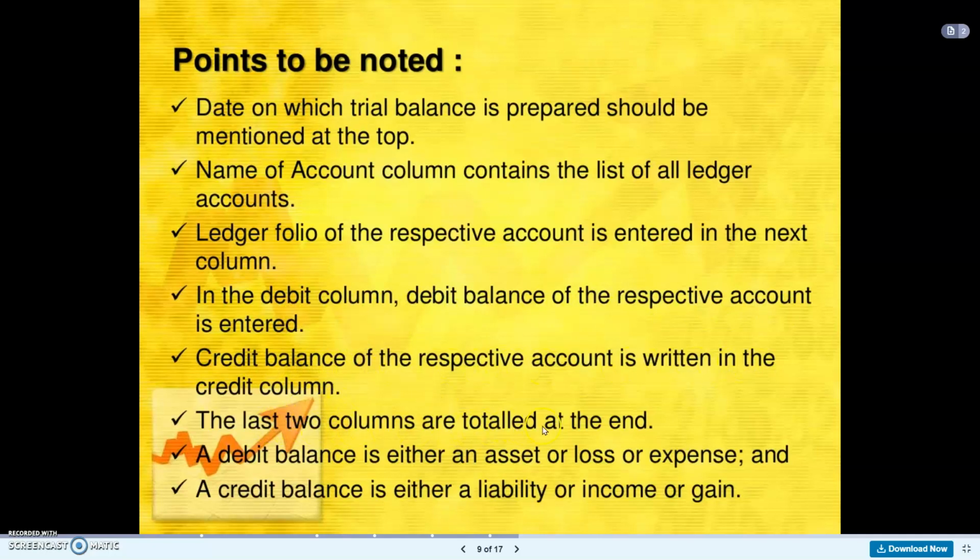The last two columns are totaled at the end. A debit balance is either an asset, a loss or an expense, and a credit balance is either a liability, an income or a gain.